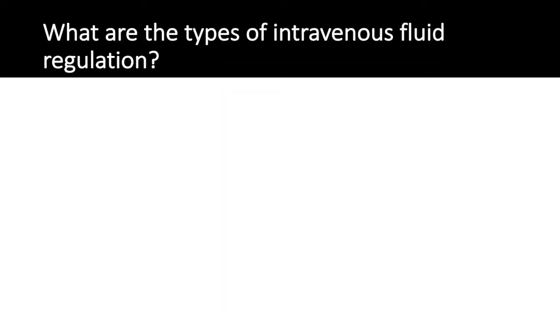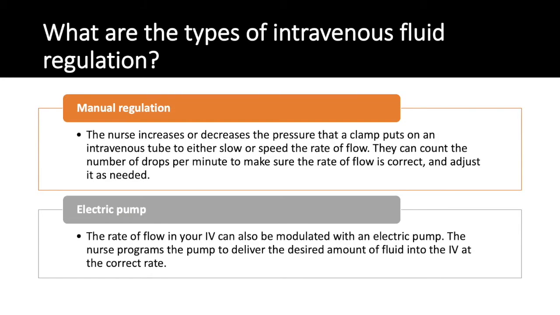What are the types of intravenous fluid regulation? Actually, there are two ways to regulate the amount and rate of fluids given during intravenous therapy. It could be manual or using an electric pump. Both methods require the nurse to check your IV regularly to be sure you're getting the correct amount of fluid. Manual regulation is when the nurse increases or decreases the pressure that a clamp puts on an intravenous tube to either slow or speed the rate of flow. That's the thing that we do manually during our checklist.